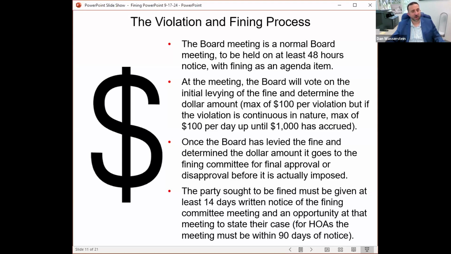Again, I say that by default. Again, you can have your documents amended to have higher numbers, but generally speaking, those are the numbers. And importantly, the board is the one that determines the dollar amount. No one else determines it. So we've gone through step one, which is the warning letter. Step two is the board meeting where the board levies the fine.